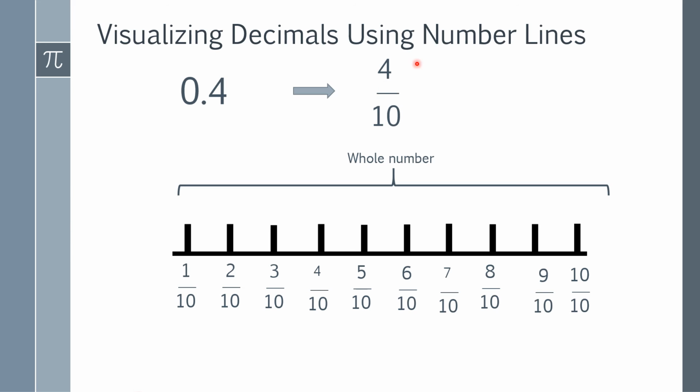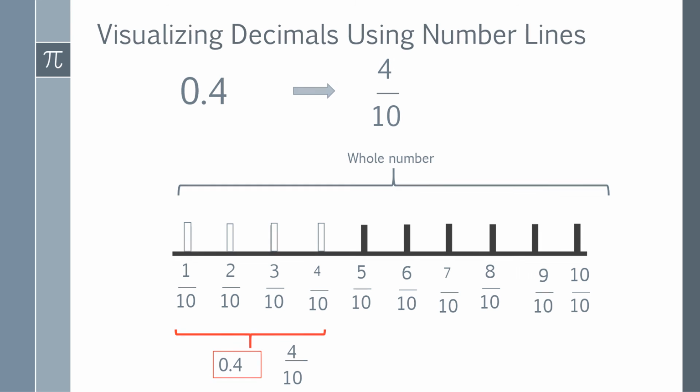Now, let us take away 4 bars. Bakit 4? Kasi 4 ang numerator natin. Okay, so let's take this 1, 2, 3, and 4. So these 4 bars stand for 0.4 or 4/10. So this is the way how we visualize decimals using number lines.